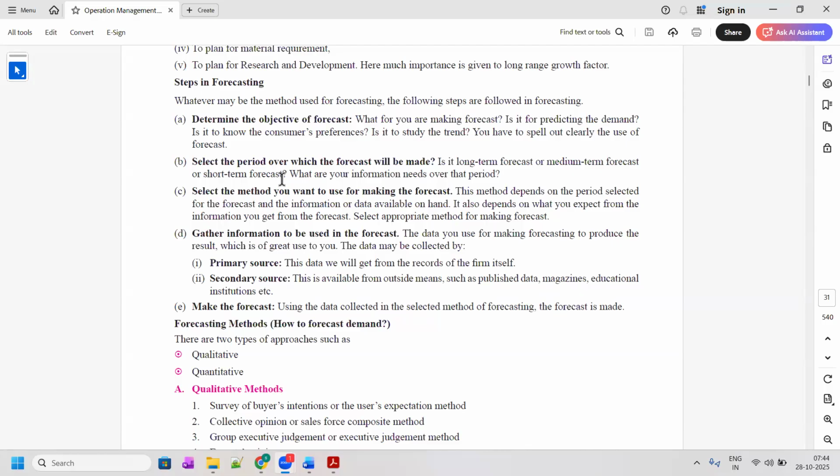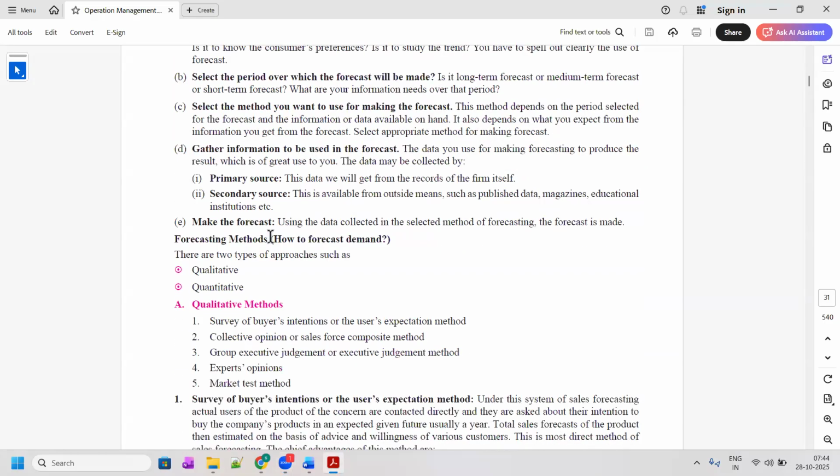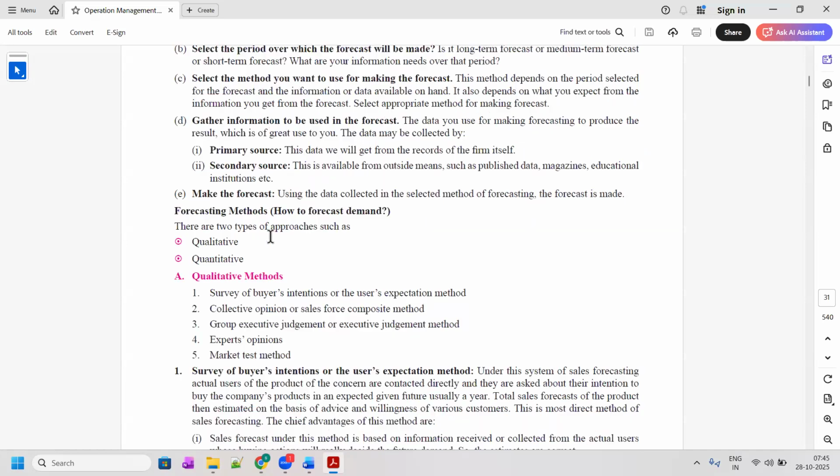Then we need to gather the information for the forecasting. When gathering the information, we can use primary data or secondary data, and then we need to make the forecast based on the collected data, using AI, or R, Python, or any kind of mathematical or statistical software. We can use them to ultimately forecast the demand.